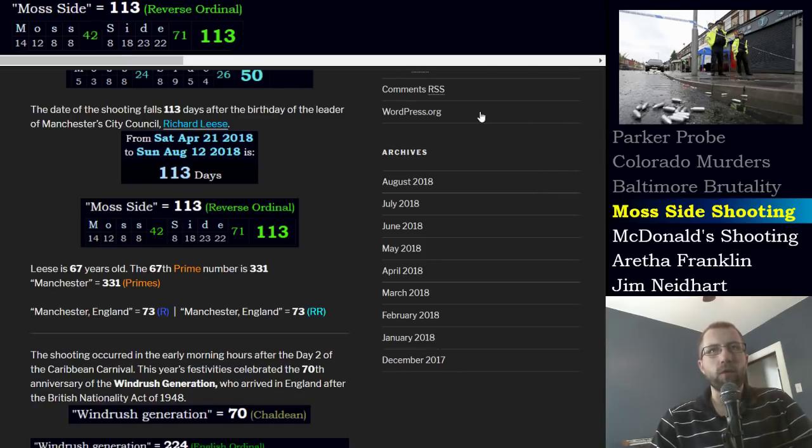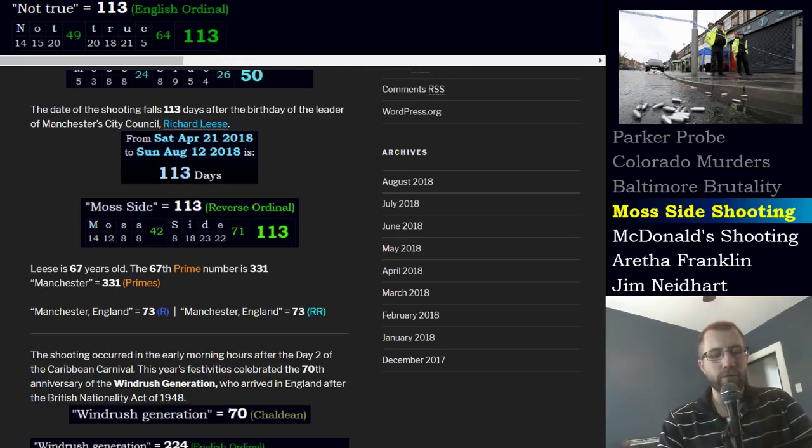In the reverse alphabetic order, Moss Side equals 113. This shooting was 113 days after the equivalent of Manchester's mayor. They don't have a mayor, but they do have a leader of the city council. This shooting was 113 days after his birthday. And, of course, 113, our number of dishonesty. Dishonest 113, not true 113, fiction 113 reverse, and even the word bullshit 113.